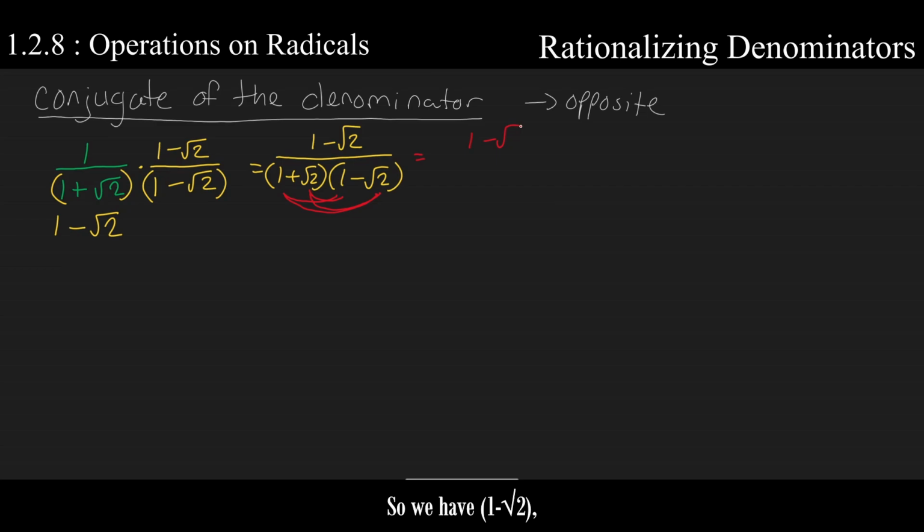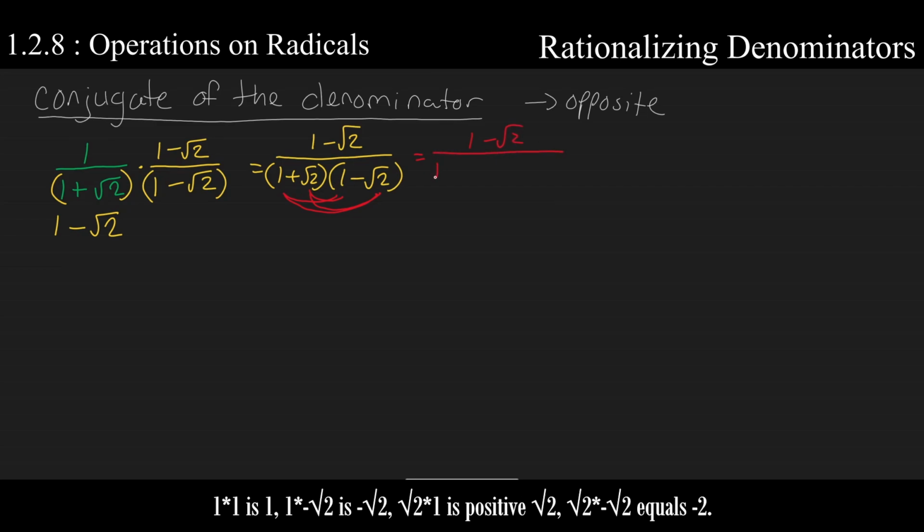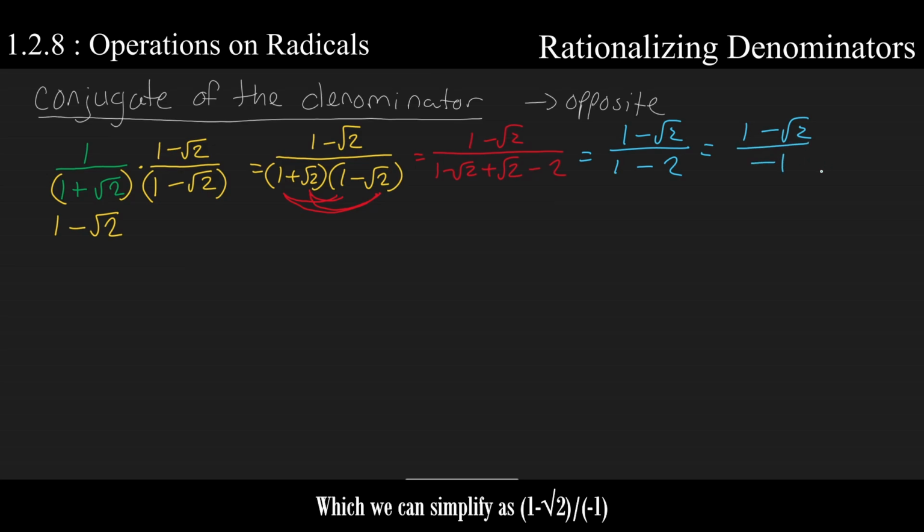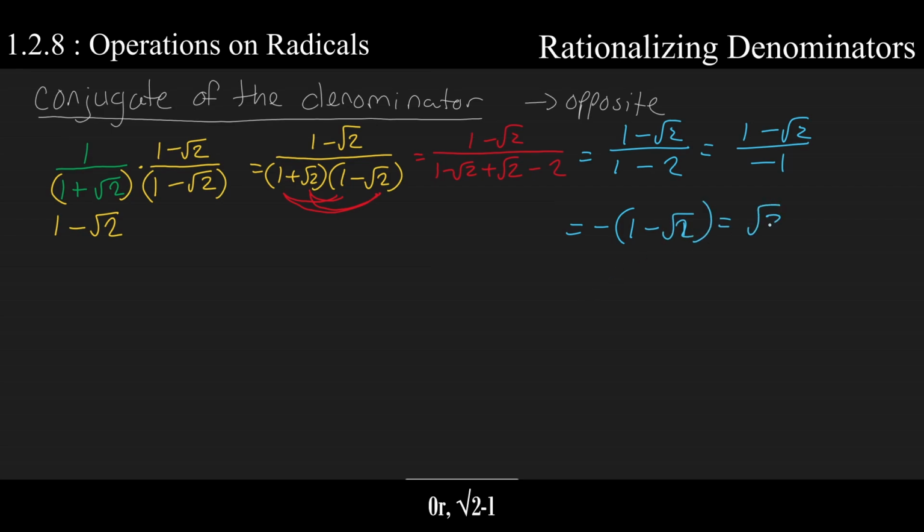So we have 1 minus square root of 2 divided by 1 times 1 is 1, 1 times negative square root of 2 is negative square root of 2, square root of 2 times 1 is positive square root of 2, square root of 2 times negative square root of 2 equals negative 2. Our two middle terms cancel out, and we're left with 1 minus square root of 2 divided by 1 minus 2, which we can simplify as 1 minus square root of 2 divided by negative 1. We can continue simplifying. We have negative 1 minus square root of 2, or square root of 2 minus 1.